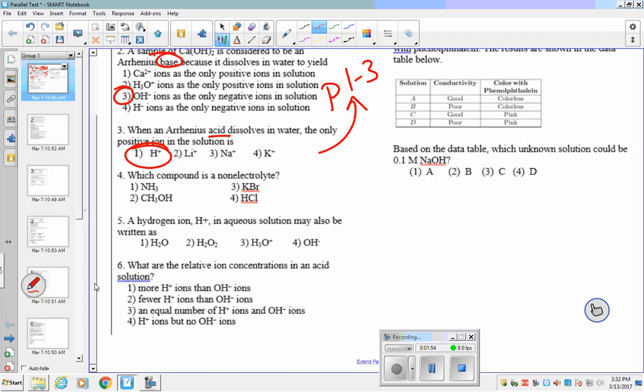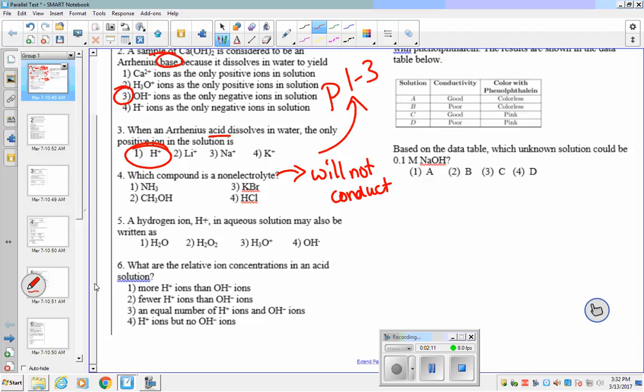Which compound is a non-electrolyte? Remember, a non-electrolyte will not conduct, which means it's not going to dissociate. NH3 can be a little bit confusing because it does look like it's going to be on the same side of the staircase, and it sort of is.